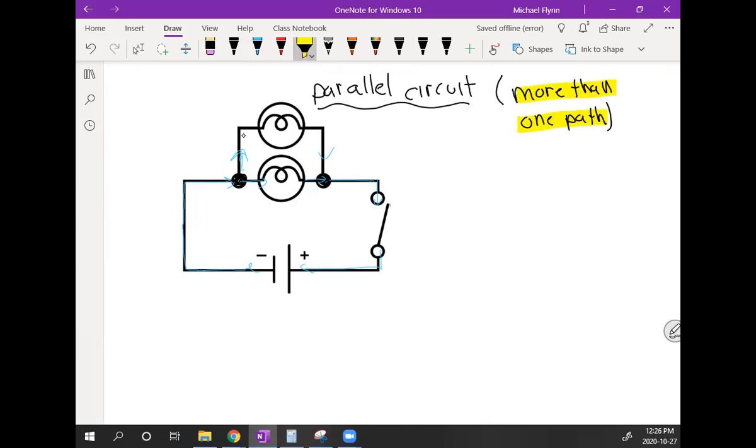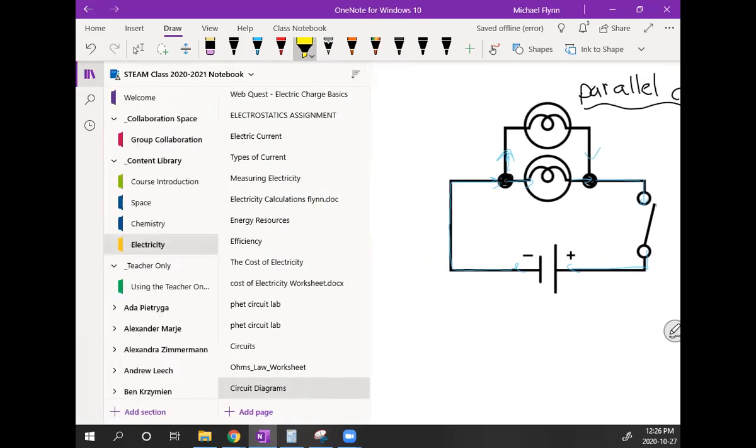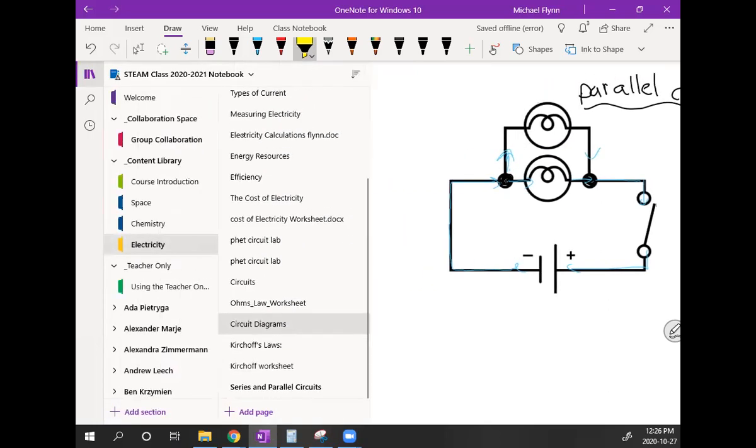These are examples of how you draw circuit diagrams. Notice how I drew the wires. Well, the wires are horizontal or vertical lines. The correct symbols are used for the batteries and the lights and so on. And there you go. So there's some examples of circuit diagrams.